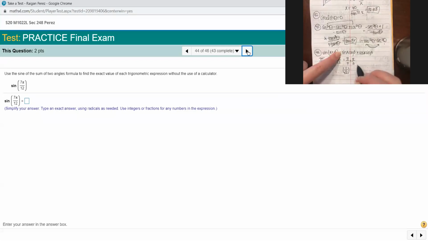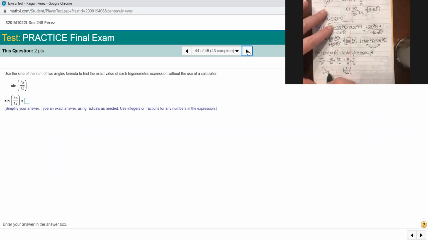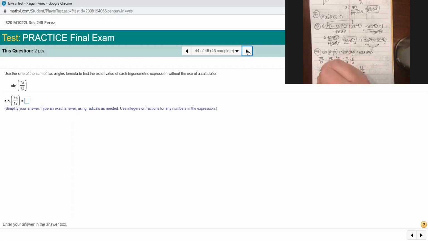Sorry, my phone is dying. Cosine of pi over 3 is 1 over 2. Plus cosine of alpha is 1 over square root of 2. Sorry, I don't know why I wrote square root of 2 right there. And sine of beta is square root of 3 over 2. So then I have 1 plus square root of 3 over 2 square root of 2.